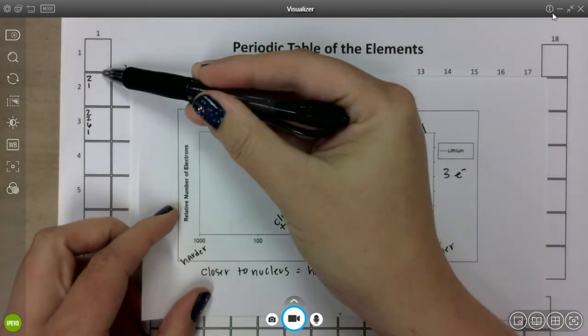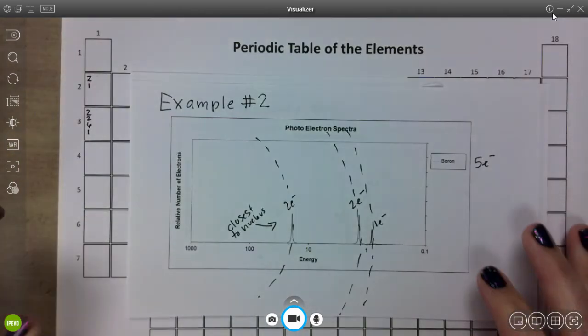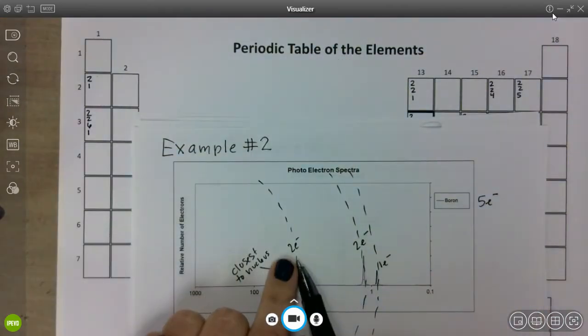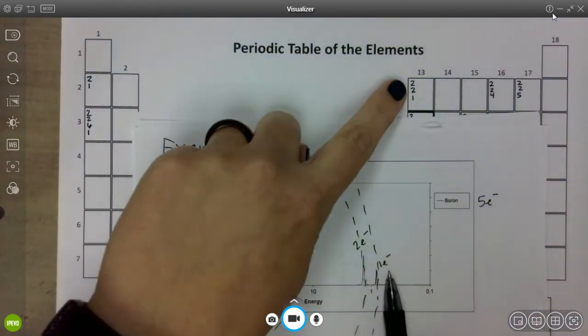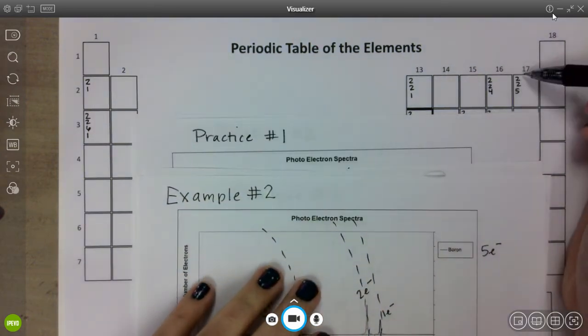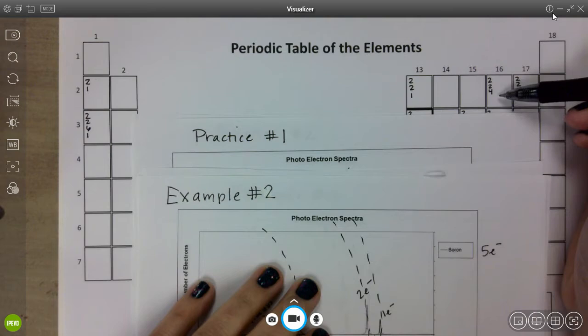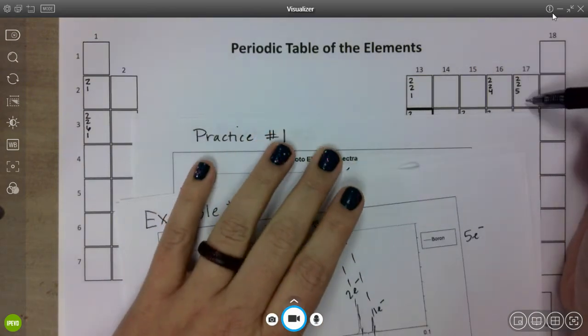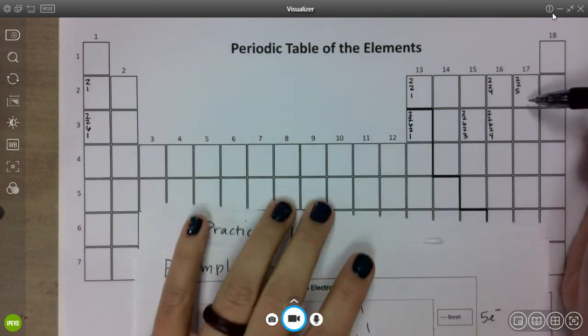So that's why I wrote it like that. Okay, so all I did was I went through all of these and wrote them down. So 2, 2, and 1 goes into the box for boron. 2, 2, 4 goes into the box for oxygen. And then these guys here were the examples from the understanding checks as well, the practice understanding checks.